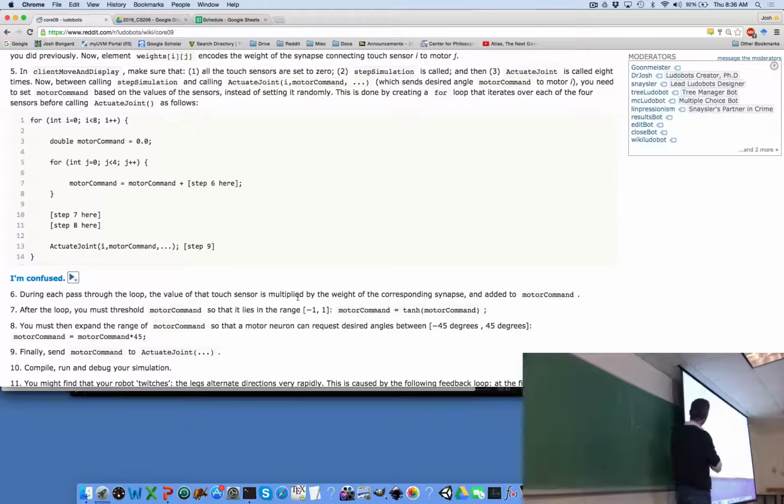So if we look at this carefully, we see that the outer loop iterates from 0 to 7, and the inner loop iterates from 0 to 3. So this is a little tricky, right? Because the outer loop is iterating over the motor neurons, and the inner loop is iterating over the sensor neurons.